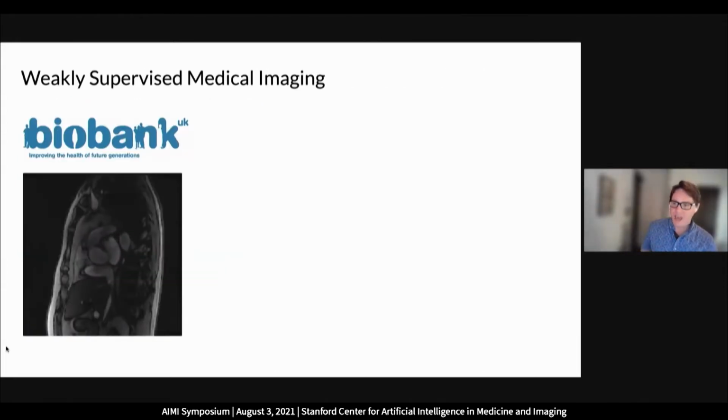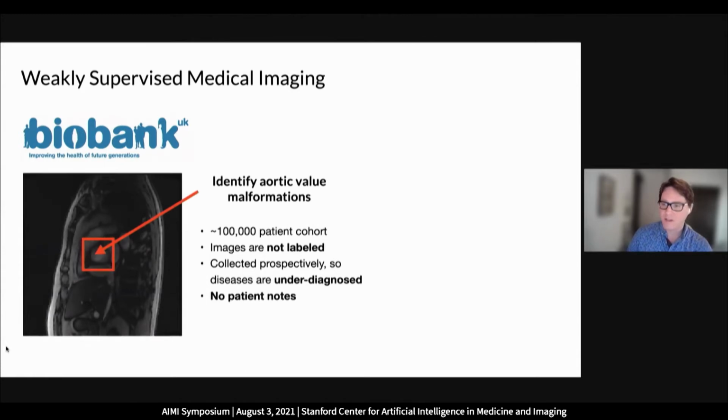So that's for text. We're also very interested in how this can be applied to imaging. We had a problem using UK Biobank data where we're interested in identifying aortic valve malformations. We had a cohort of about 100,000 patients. The images are not labeled. It's collected prospectively, so diseases are often underreported, especially aortic valve malformations. And we had no patient notes, so we had no real way to get a side channel of information to generate labels for imaging.